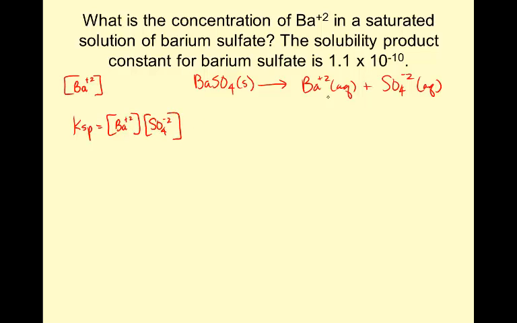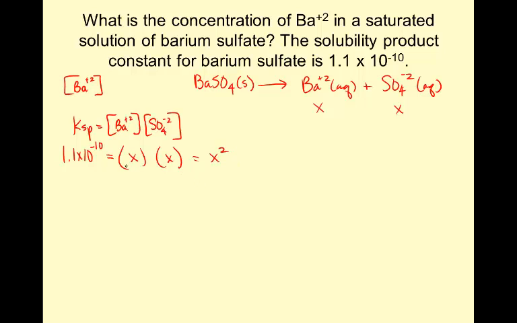Do we need any exponents? No, because there are no coefficients. So what do we know about this? We know the 1.1 times 10 to the negative 10th for the KSP. We don't know the barium or we don't know the sulfate. That's what we're looking for. If this is a saturated solution, then all the solid that could dissolve does dissolve. So I get X amount of that. Every time I get X amount of that, I'll get X amount of that, because there's 1 for 1 whenever one of those dissolves. So then I could go over here and plug in X for the barium, plug in X for the sulfate, and that equals X squared.